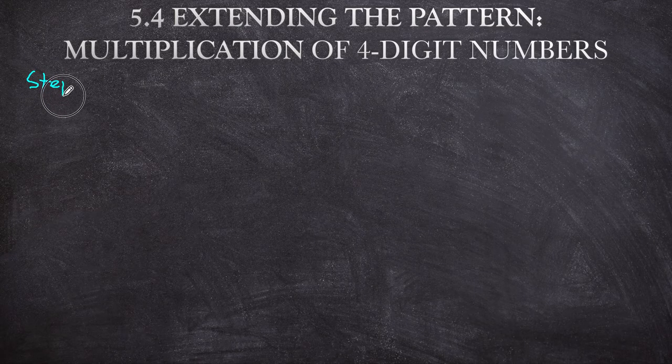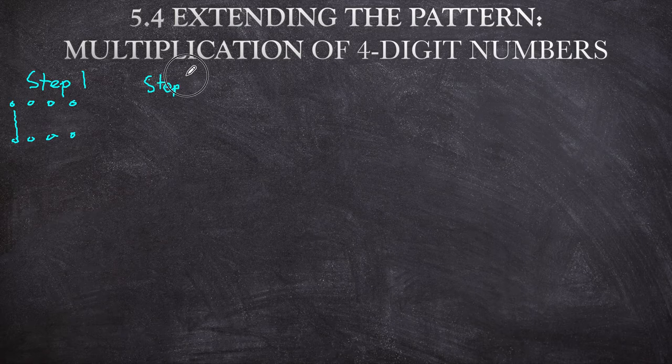So imagine our 2-digit by 2-digit produces 3 steps. 3-digit by 3-digit gives us 5 steps. So you can imagine 4-digit to be more than that. So step 1 will be, imagine this as our 4-digit number, multiplication of thousands to thousands.